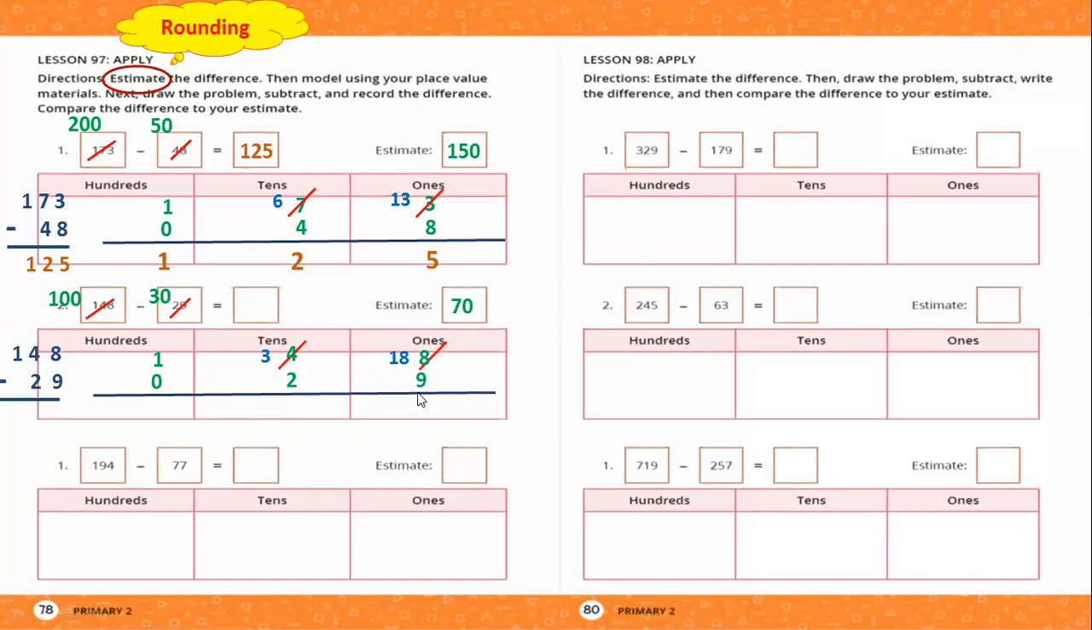So 18 minus 9, count from small to reach the big number. After 9: 10, 11, 12, 13, 14, 15, 16, 17, 18. How many fingers? 9 fingers. 3 minus 2 equals 1. 1 minus 0 equals 1. So 119. Very good, Farah. Excellent.